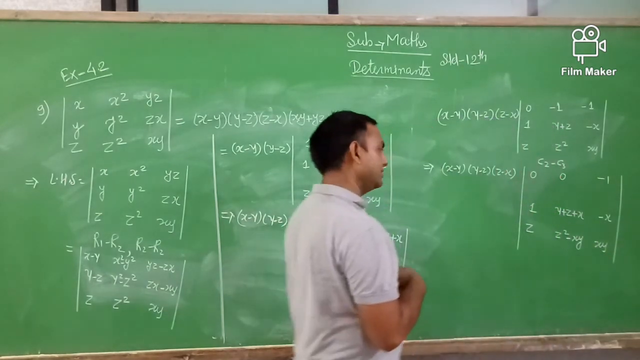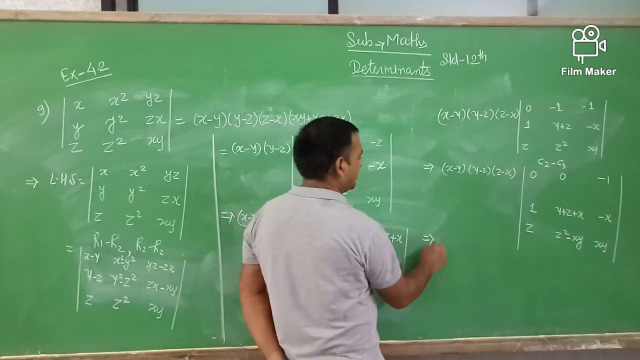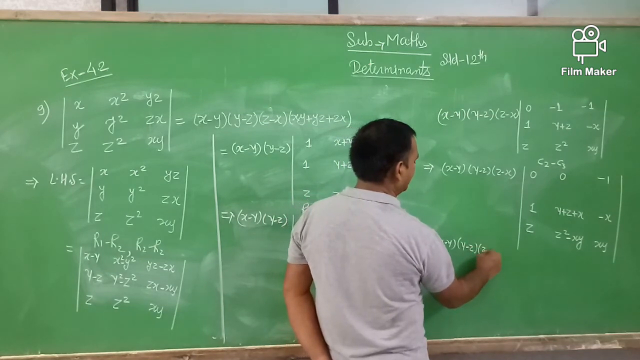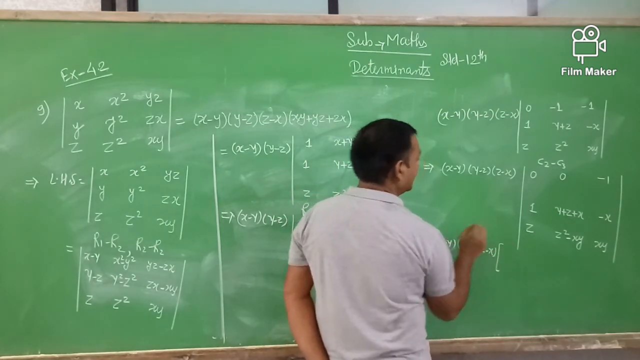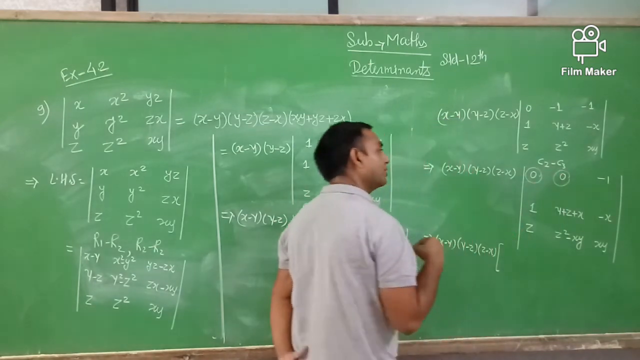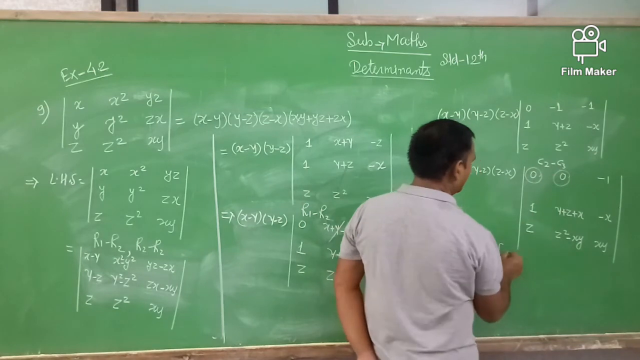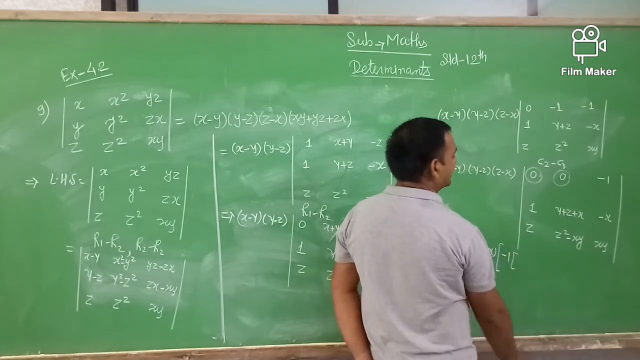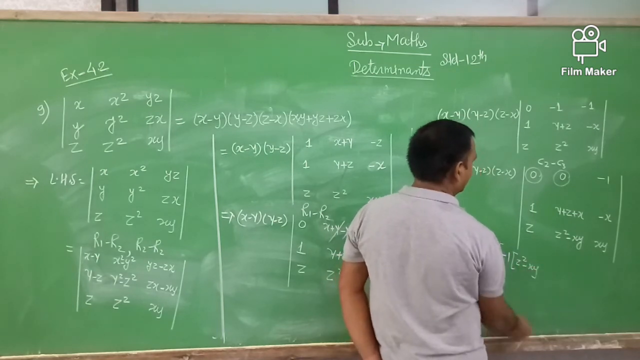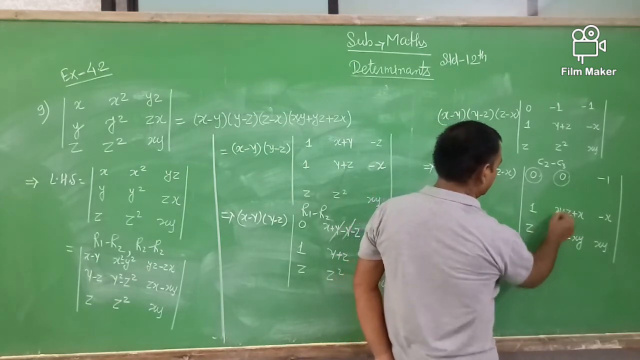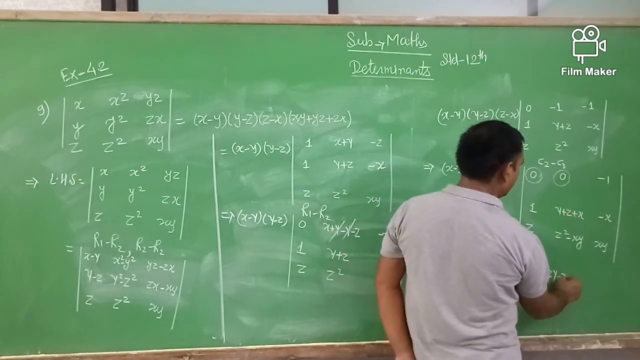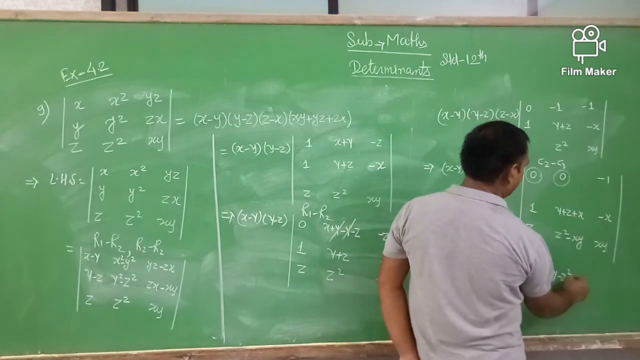Next you do the expansion. After the expansion, this is equal to x minus y, y minus z, and z minus x. Here you see that the first element of the first row is 0, the second element of the second row is 0, so that expansion is also 0. Here minus 1. Next, this is equal to 1 multiplied by this, so z square minus xy, and then with negative sign minus zy, then minus z square, then minus zx.